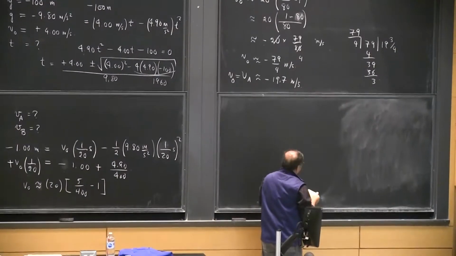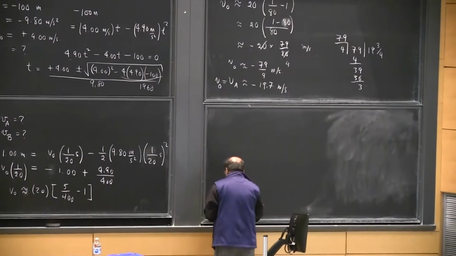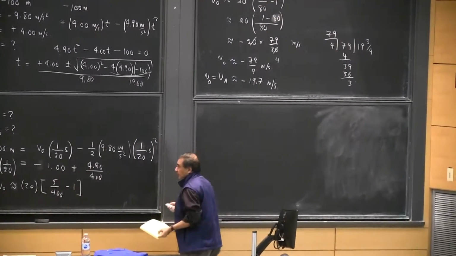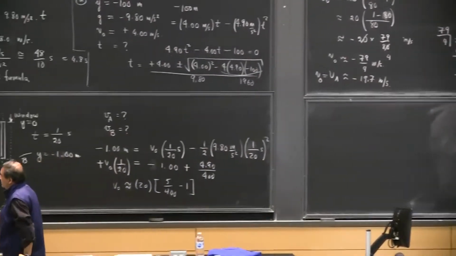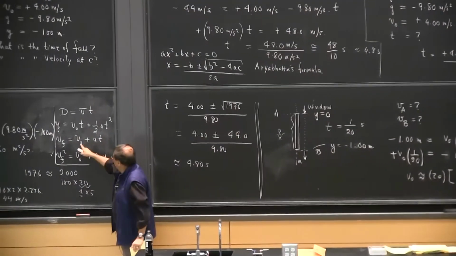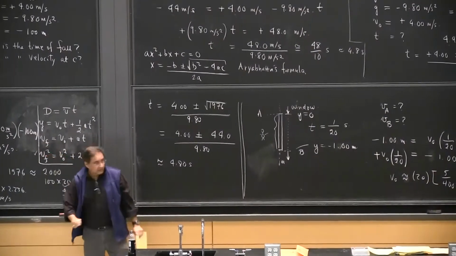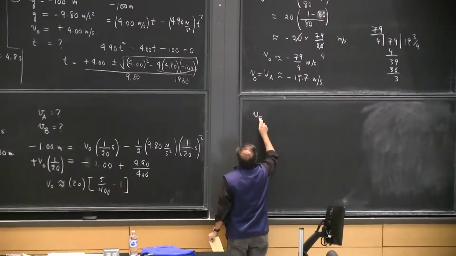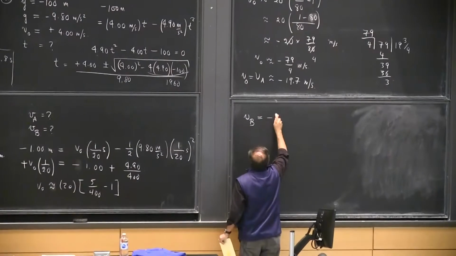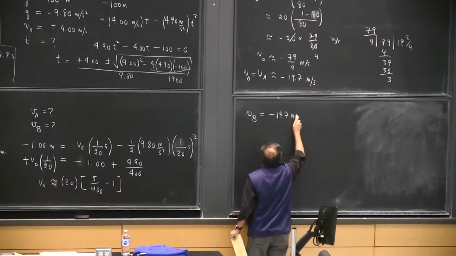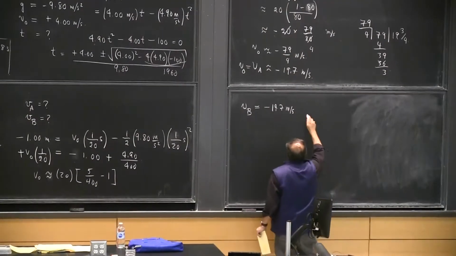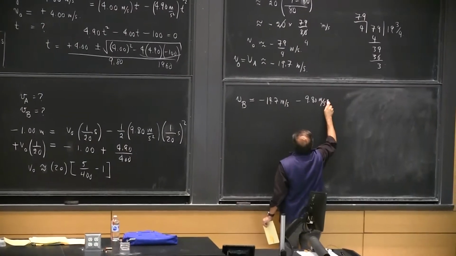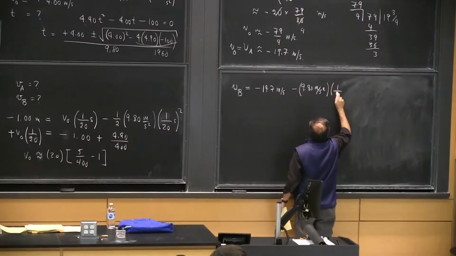I have to calculate the velocity at B. And to calculate the velocity at B, I know the time. I know the time, I know G, I know V0, which means I can use. So I know this, I know the time, I know that, so I can find V final. So VB then is equal to minus 19.7 meters per second, minus 9.8 meters per second squared, that's G, and the time is 1 over 20 seconds.